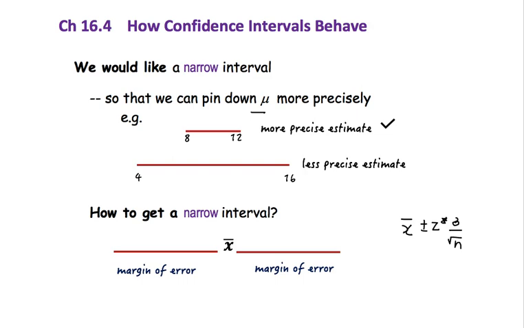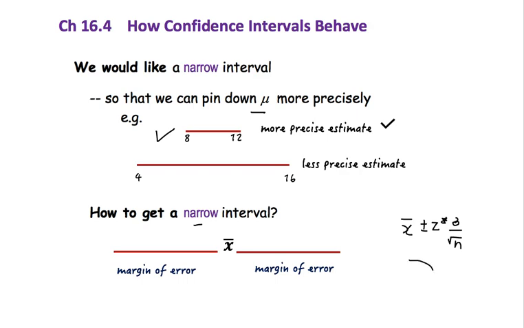Let's say we have these two intervals here, from 8 to 12, and 4 to 16. Which of these intervals would give us a more precise estimate of mu? It's the top one, because it's narrower, it's less wide. So the key question is, how do we get a narrow interval, or an interval as narrow as possible?